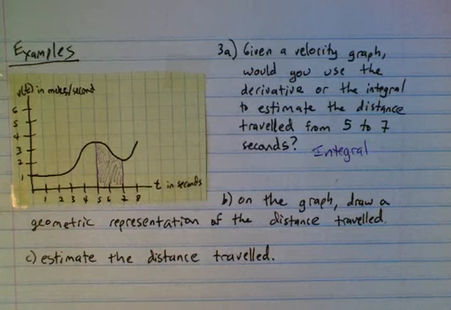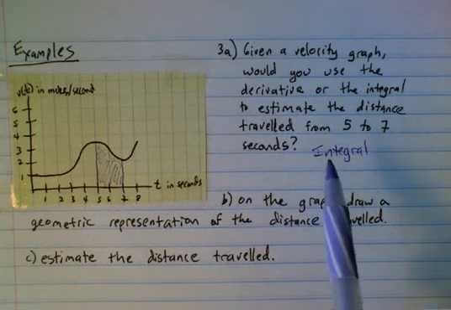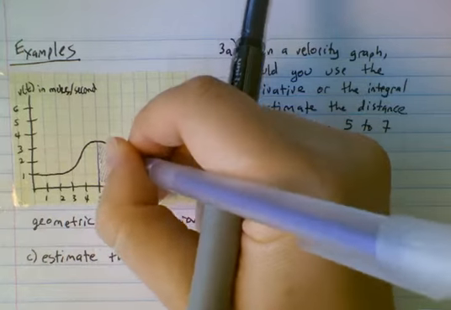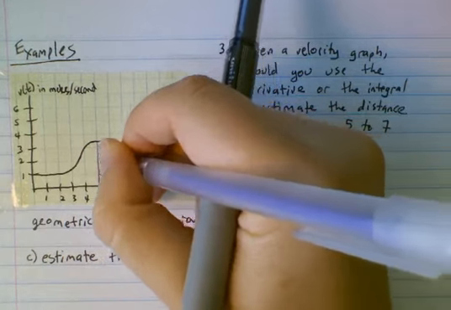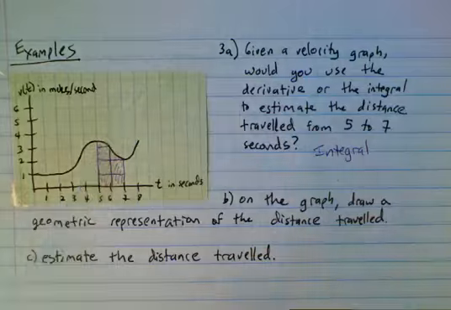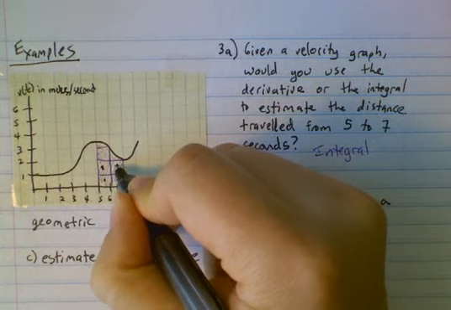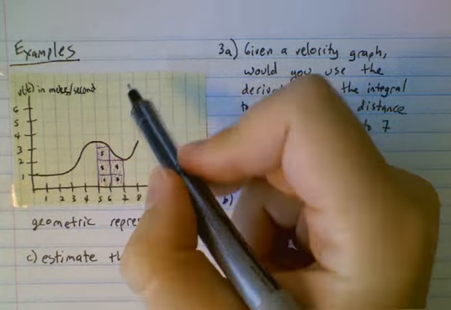Now we want to estimate the distance traveled. So the distance traveled was the integral, the area under the curve from 5 to 7. So we're just going to divide that up into little boxes just like we did before. Use that to estimate. So we've got 1, 2, 3, 4, 5 little boxes.